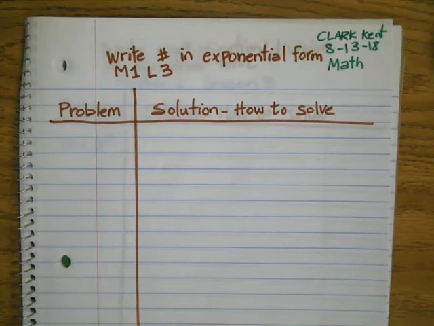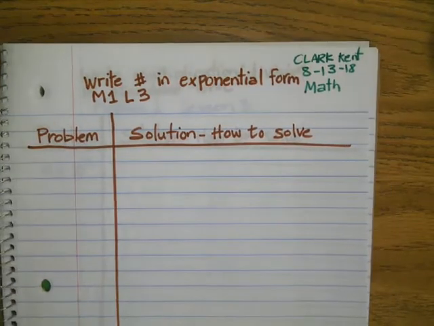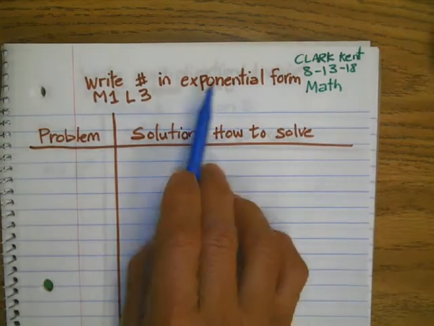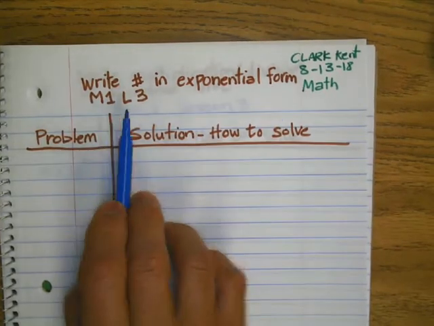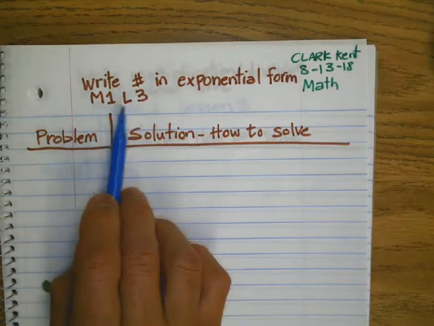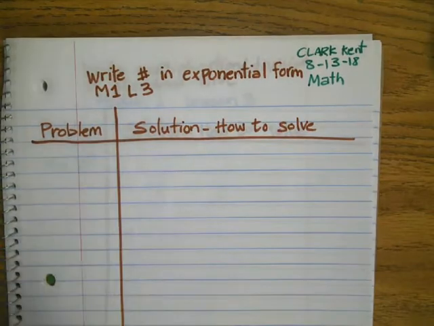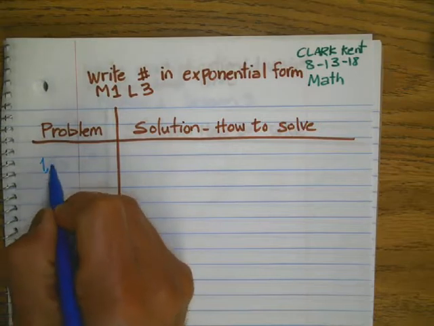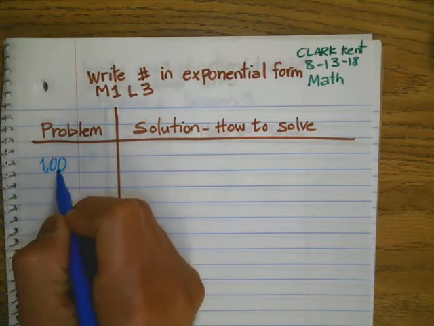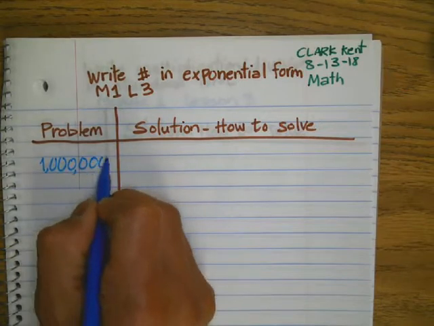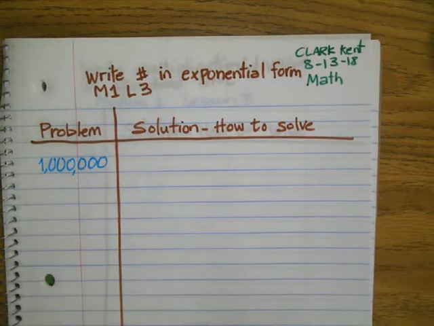Alright, let's begin. Today we are going to work on writing a number in exponential form. This is from Module 1, Lesson 3, Eureka Math. So let's look at the first number. Let's say we have the number 100,000. No, 1 million. Let's make it 1 million, my friends. Okay? So we're going to write it in exponential form.